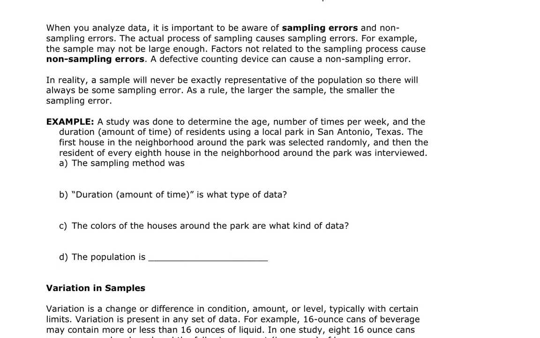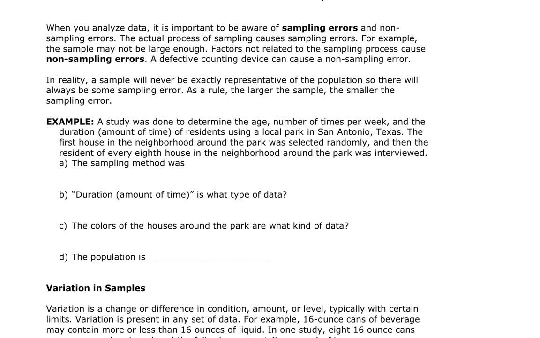Here's another example. A study was used to determine the age, number of times per week, and the duration, amount of time, the residents use a local park in San Antonio, Texas. The first house in the neighborhood around the park was selected randomly, and then the residents of every 8th house in the neighborhood around the park were interviewed. What was the type of sampling method? Well, we know that the sampling method was systematic. We did it every 8th house.